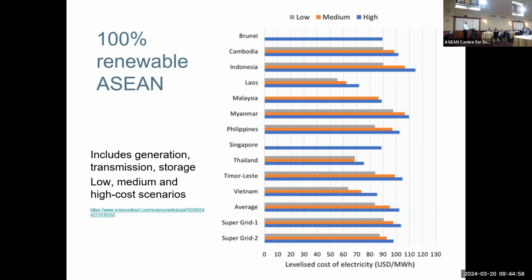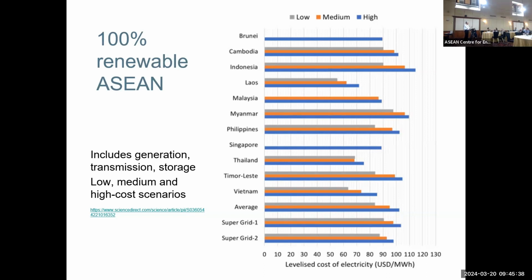And as you can see, most countries have energy costs that are much the same. Laos has the lowest because it's got so much low-cost hydro. And Indonesia would be among the highest because its hydro resources per person are relatively small. And if you average them, you end up with somewhere between $80 and $100 per megawatt hour. This includes the cost of the generation and enough storage and enough transmission to make the whole system work and have no black hours in 10 or 20 years of modelling.